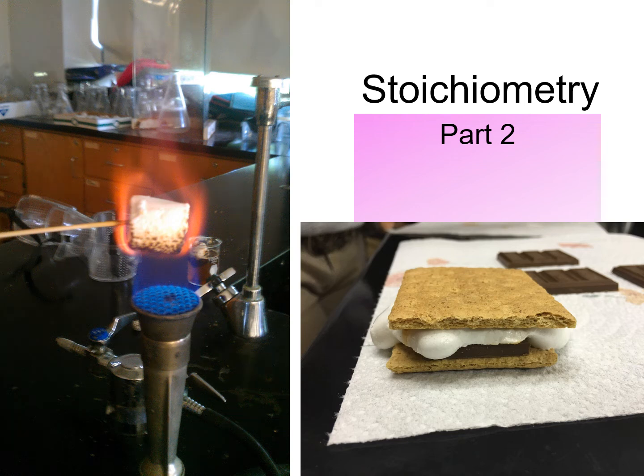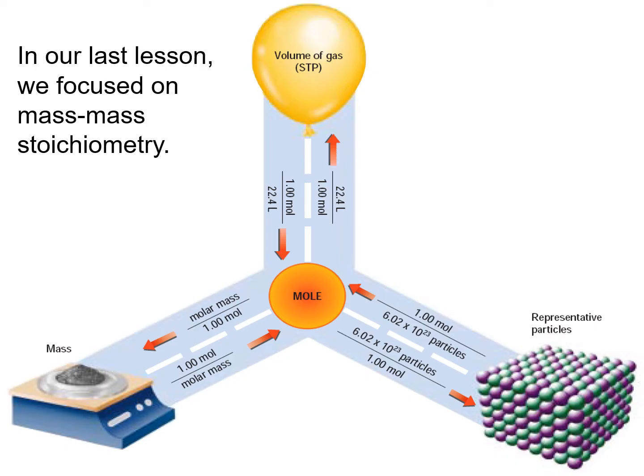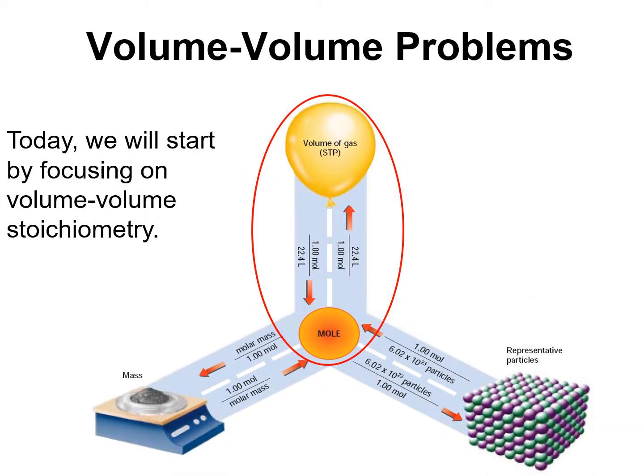This is the second part to our stoichiometry series. In the first video, we focused on mass to mass stoichiometry. In other words, we start with the mass of one substance and convert to the mass of another substance. In this video, we are going to volumes. In other words, we'll be dealing with two gases. Sometimes it's easier to measure the volume of a gas than it is to measure its mass. So today's lesson is about volume to volume stoichiometry problems.